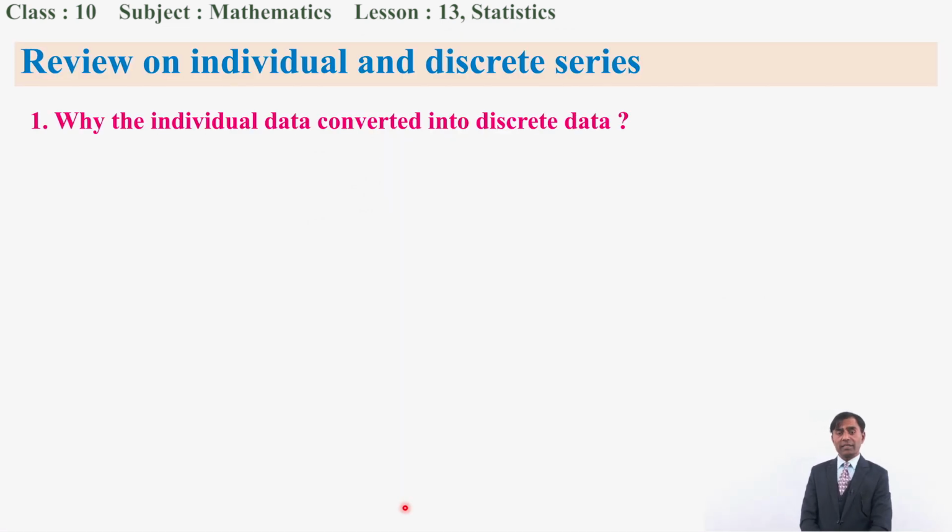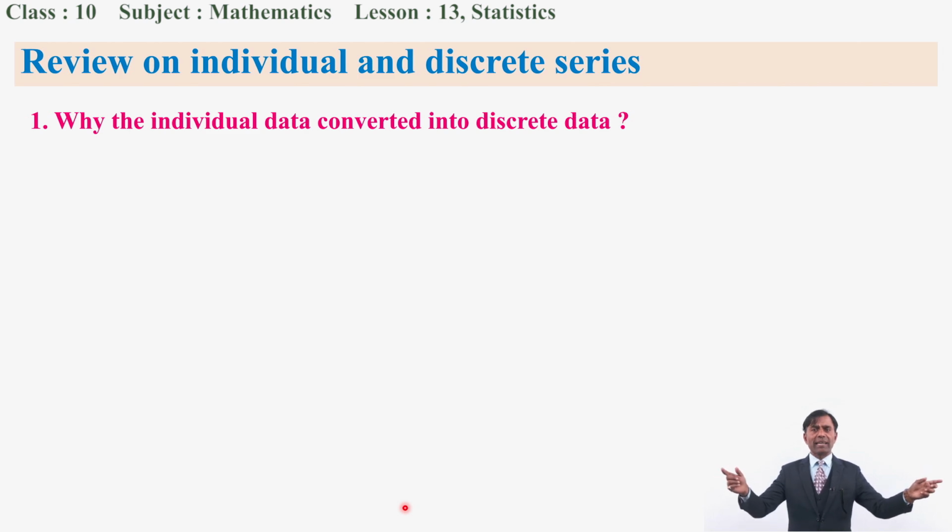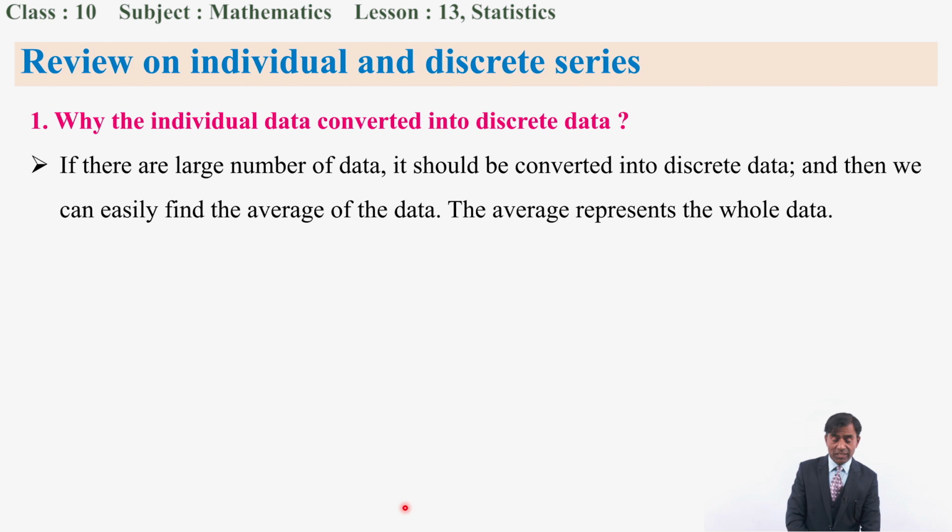After this, let's discuss why the individual data is converted into discrete data. Why do we have to convert it? Sometimes the given data is so large that it's difficult to do it by individual form. It takes time. We are minimizing the time, and to do it fast, we write it in the form of discrete data.